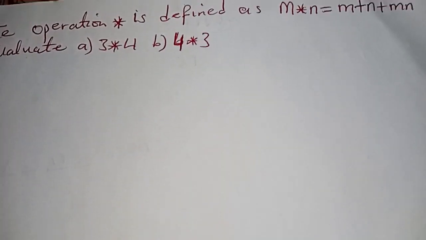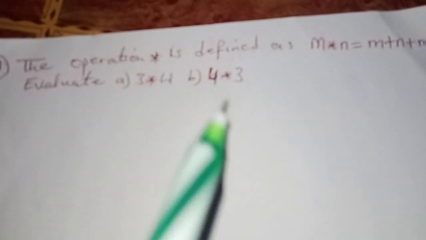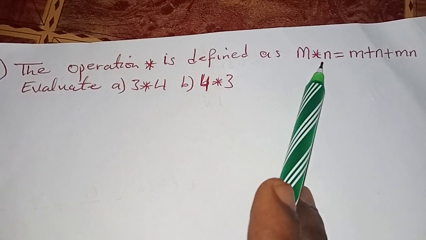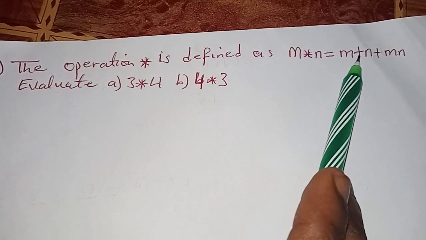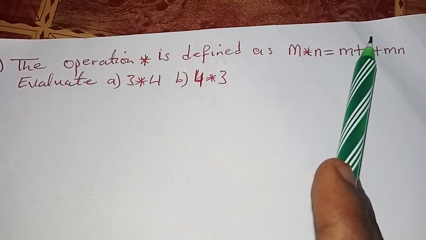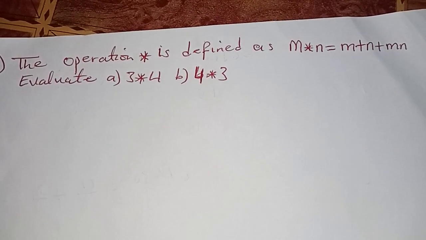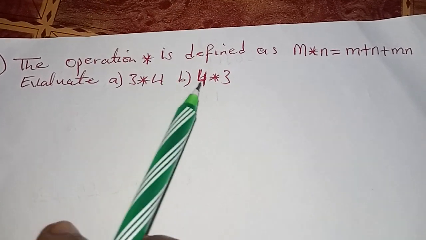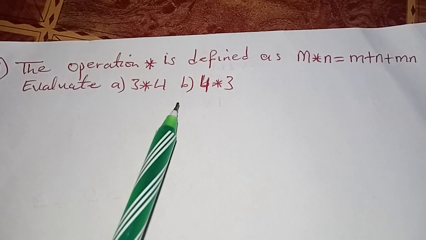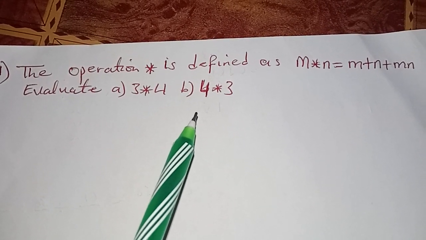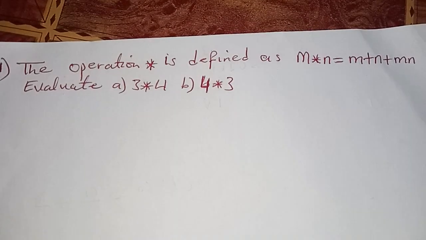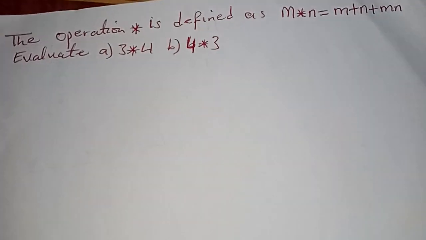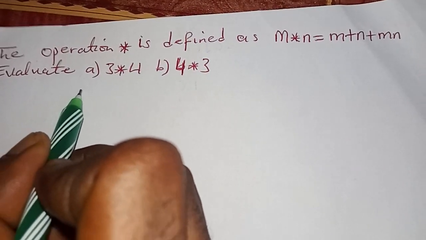The first question says the operation, this sign, you see this sign means operation, right? The operation is defined as m operate with n equals m plus n plus mn. This is the equation that was given to us. Now we should evaluate 3 operate with 4 and 4 operate with 3. After getting their answers, you will deduce whether it is commutative, associative, distributive, or closure property, right? You're going to deduce that. Okay, so our operation here is m, so solution.